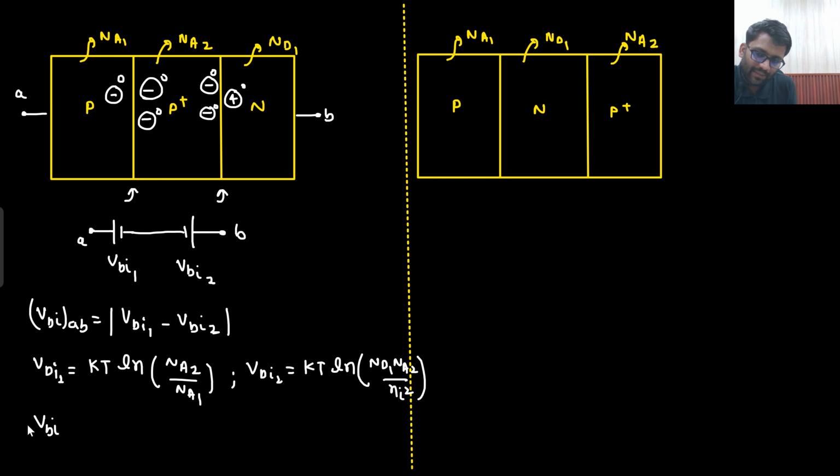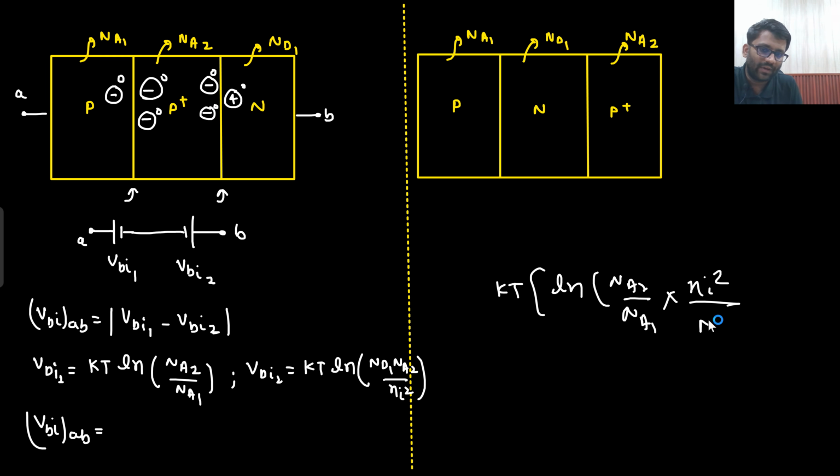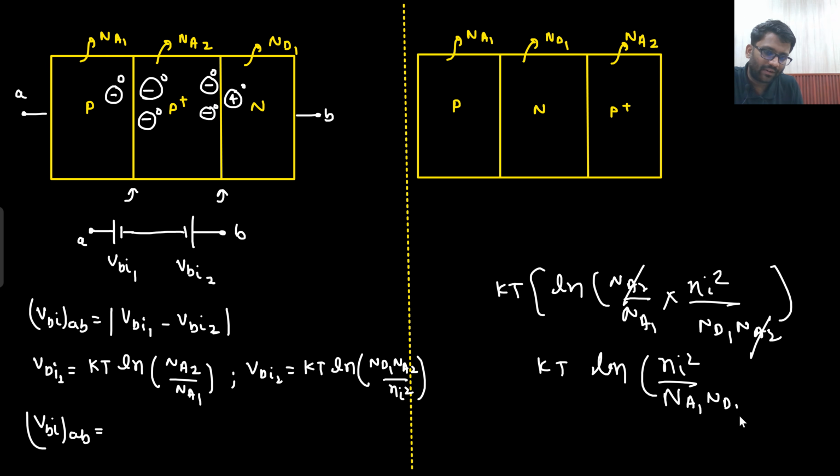If I find out V built-in AB, what would that be? It would be simply a subtraction of both of them. Like this particular thing can be subtracted from this one. Basically, I need to subtract both of them. So what will you be getting? Sir, KT can be taken common. ln Na2 Na1, and since you are subtracting, Ni square will go upward, Nd1 Na2. So Na2 and Na2 will get cancelled out. So you are getting KT ln Ni square over Na1 Nd1.